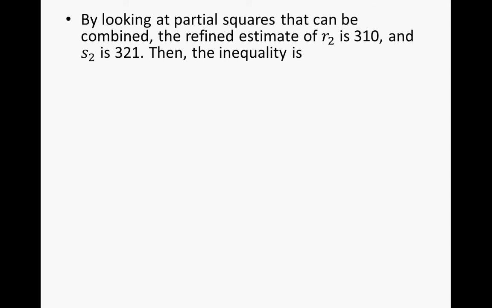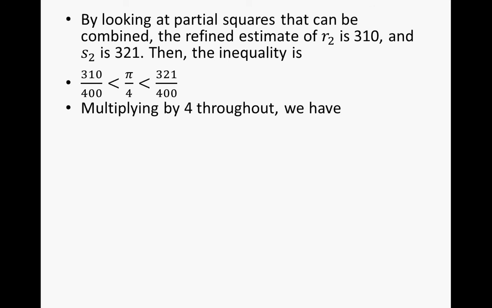Then by looking at the partial squares that can be combined, the refined estimate of R sub 2 is 310 and S sub 2 is 321. Then the inequality is 310 over 400 is less than pi divided by 4 is less than 321 over 400. And then multiplying by 4 throughout, we have 310 over 100 is less than pi, which is less than 321 over 100. So 3 and 1/10 is less than pi, which is less than 3 and 21/100ths.